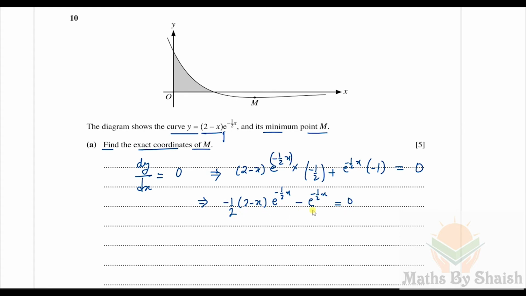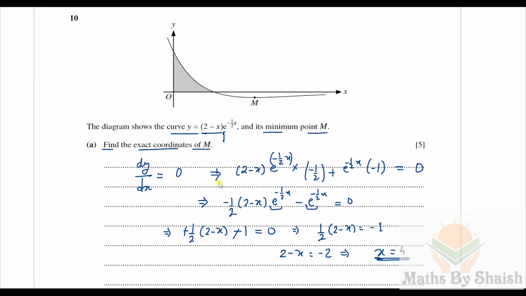Now we'll need to simplify, and we know that the exponential function is never going to be 0, so we'll cancel it and we'll get 1 minus 1 by 2 times (2 minus x) minus 1 is equal to 0. We can cancel the minus and plus, and it becomes 1 by 2 times (2 minus x) equals minus 1, or we can write 2 minus x is equal to minus 2, and the x value is going to be 4.